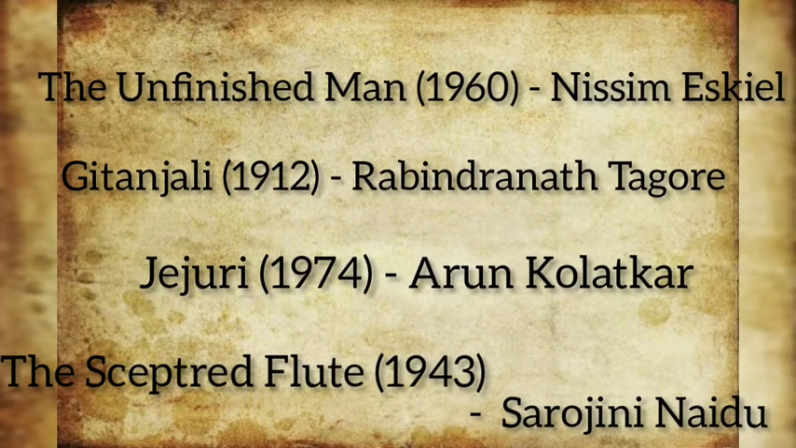The Unfinished Man is a 1960 collection of poems by Sehgal. Gitanjali, which was originally published in Bengali in 1910, was reworked in English in 1912. Jejuri is a series of poems by Arun Kolatkar, which was first published in the Obsidian Literary Quarterly in 1974 and issued in book form in 1976. The Sceptred Flute, or Songs of India, published in 1943, is the complete poetical works of Sarojini Naidu.